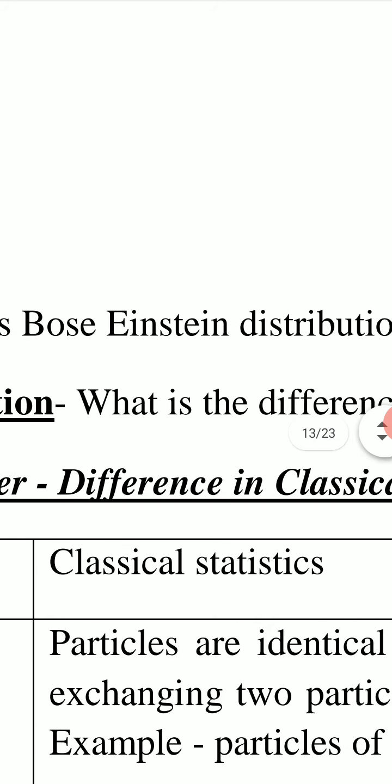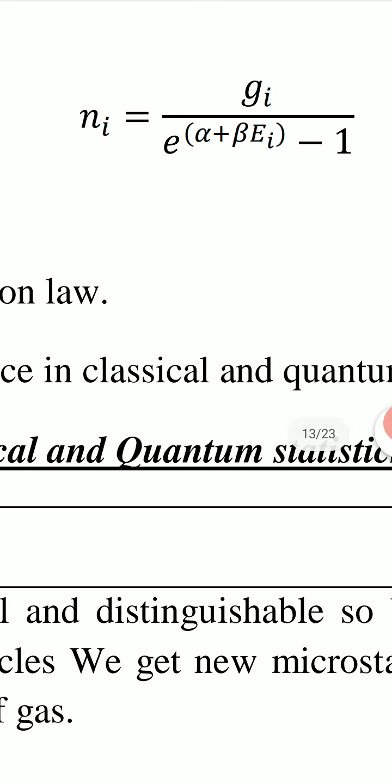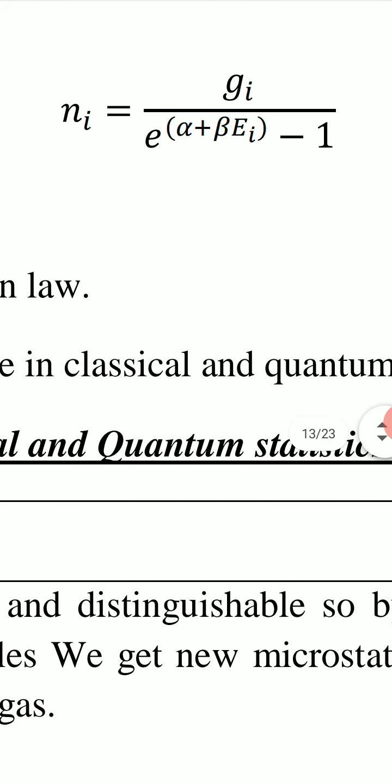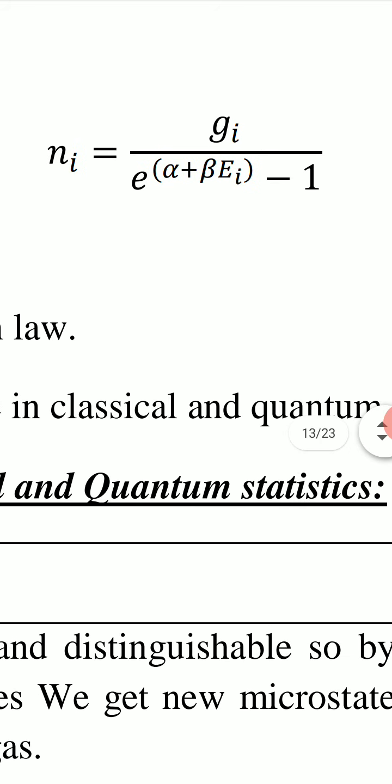This is Bose Einstein distribution law. In Maxwell-Boltzmann distribution law, which is classical statistics, we have Ni equal to Gi upon e to the power alpha plus beta Ei. But now here in the denominator we have e to the power alpha plus beta Ei minus 1. This is the change in the two statistics. In Maxwell-Boltzmann statistics and Bose Einstein statistics, this difference is due to the term minus 1. So this is the Bose Einstein distribution law: Ni is equal to Gi upon e to the power alpha plus beta Ei minus 1.